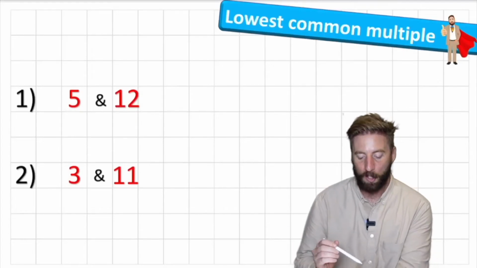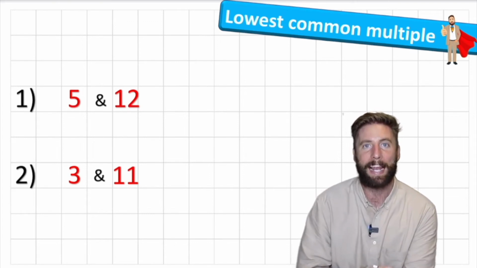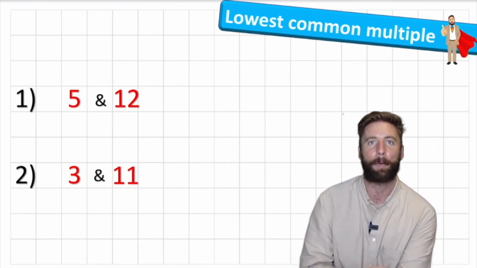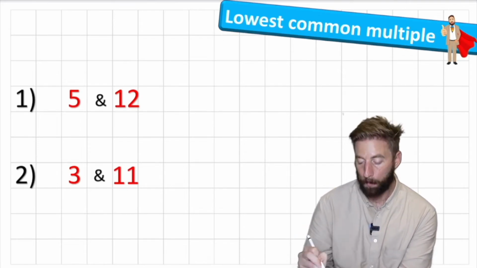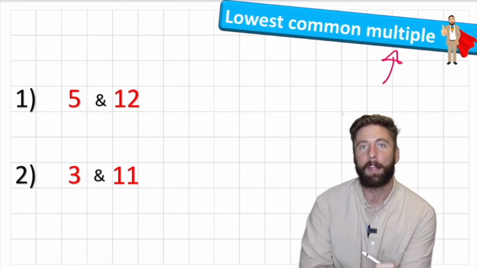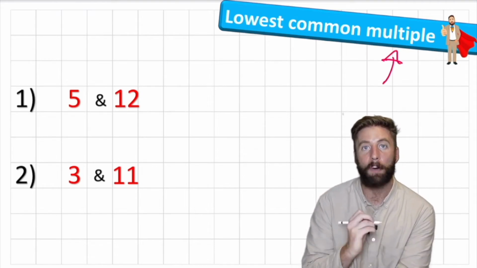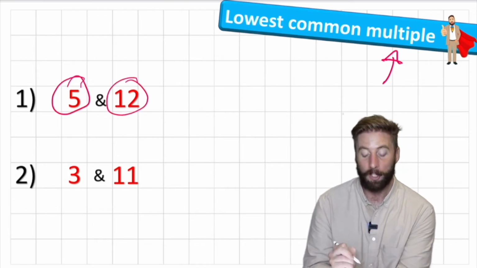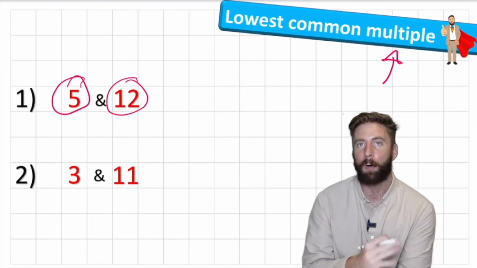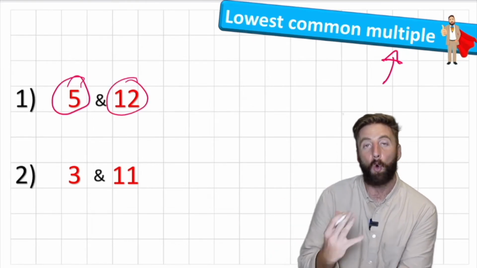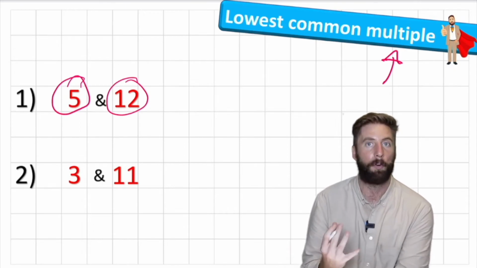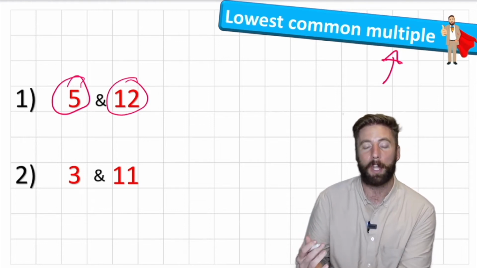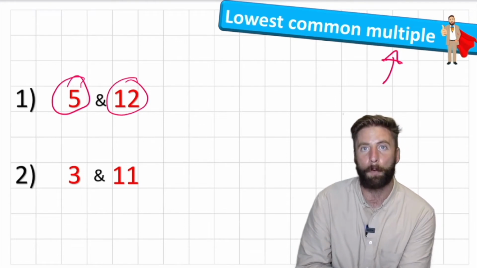Okay, we're going to look at these 2 questions, 5 and 12 and 3 and 11. But before we do that, let's first think about what lowest common multiple means. And let's think about it word by word. So multiple. A multiple means any number that is in the multiplication table of our given number, the number that we're discussing, in this case 5 and 12. So think about the numbers that are in the 5 times table, 5, 10, 15, 20, 25. They are all multiples of 5. And 12, 24, 36, they are all multiples of 12. So a multiple is just the numbers that are in the multiplication table of the number that we're thinking about.